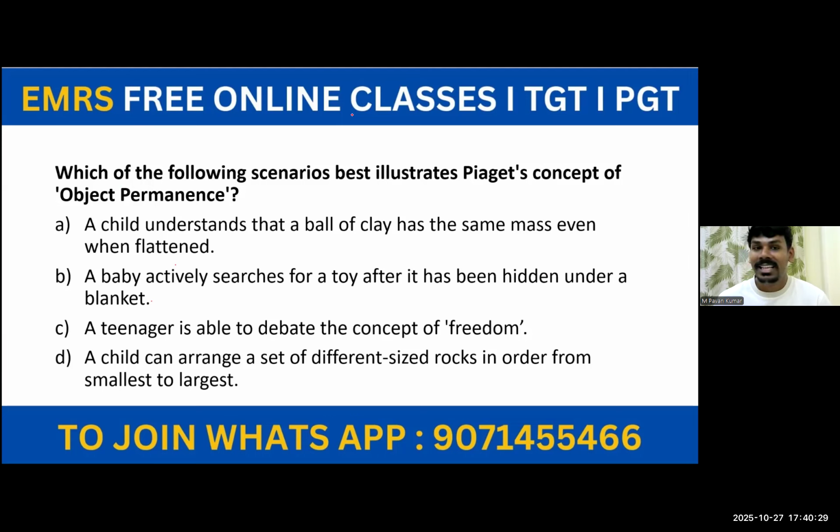Object permanence. It comes at which stage? The first stage of that is the sensorimotor stage. Really think about it. In the sensorimotor stage, in object permanence, I was talking about how a baby tries to search for something that is not there, right? For a very young child, if you show something and remove it, they think that the object has gone. But by the end of the sensorimotor stage, they start understanding that when it is removed, it is somewhere, but right now not in front of them. So that is object permanence developed during the sensorimotor stage. And the correct answer here is option 2. The child arranging a set of different size rocks comes in a different stage itself.